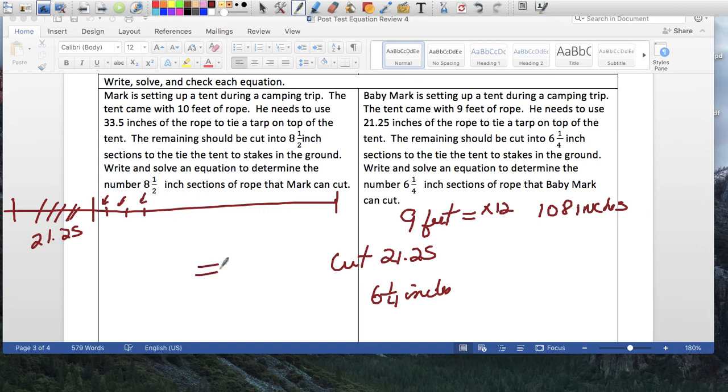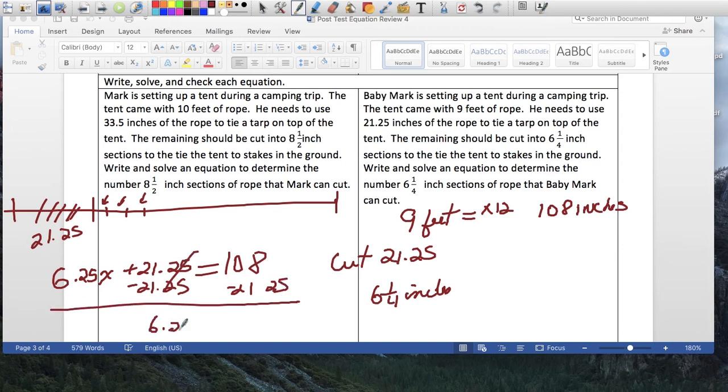So my equation is something like this. The whole rope is 108, and with the 108, we're going to have 6 1/4, which is 6.25, times a bunch of little pieces, right? We don't know how many. Plus the big long one that we cut in the beginning, the 21.25. Minus 21.25, minus 21.25.